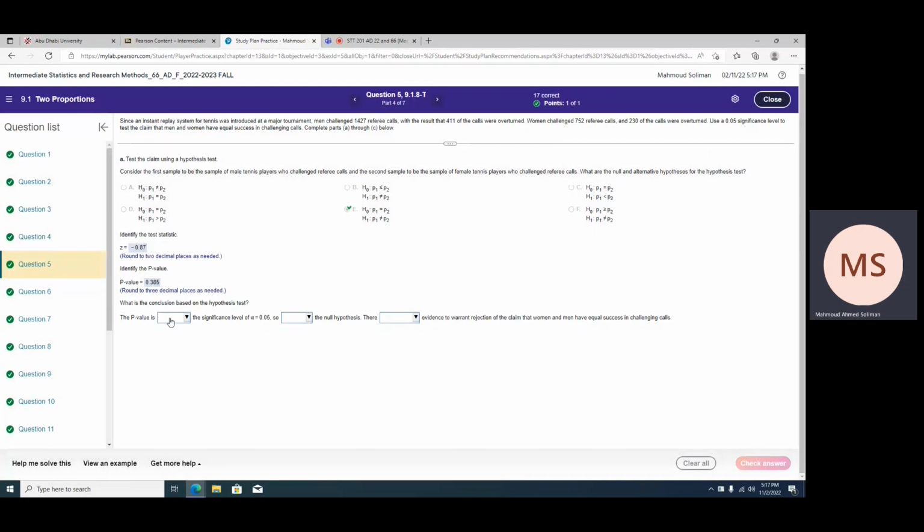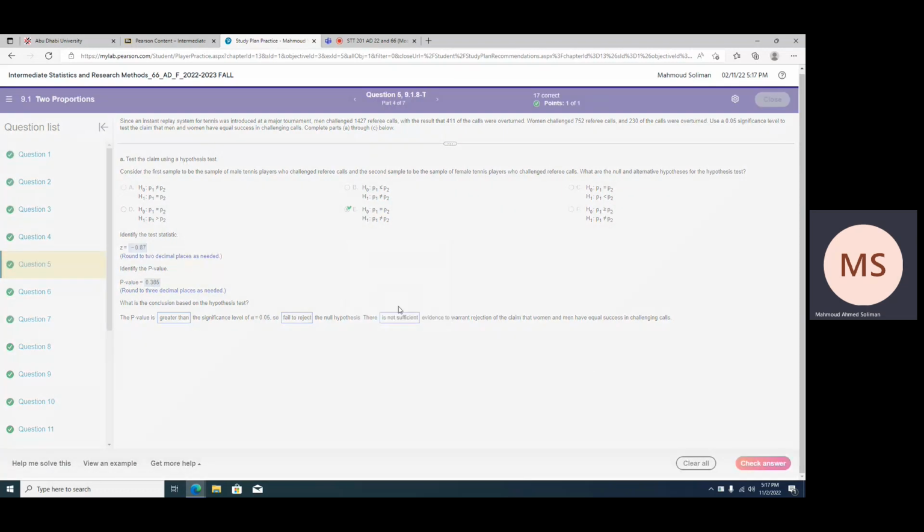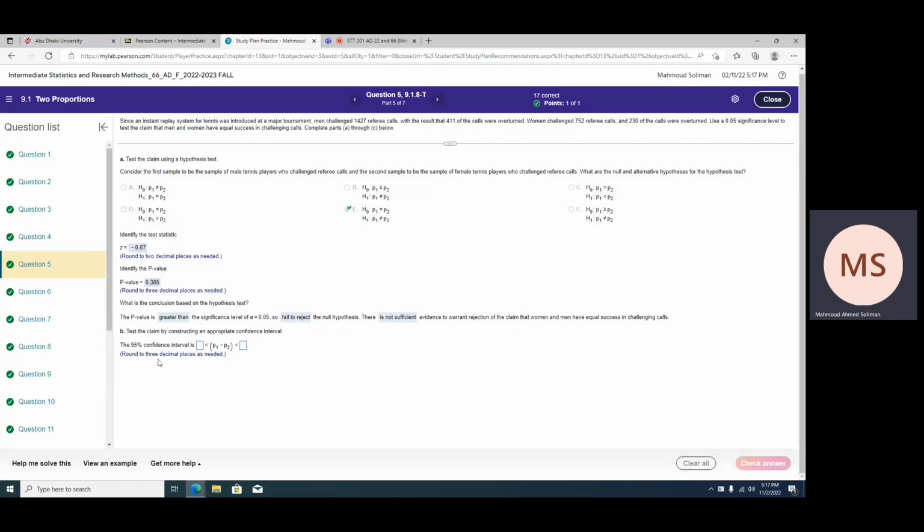Okay, next. So the p-value is more than 0.05. Because it's more than, we fail to reject, and when we fail to reject, there is not sufficient evidence to support the claim. Okay, good. Now we have to find the confidence interval.